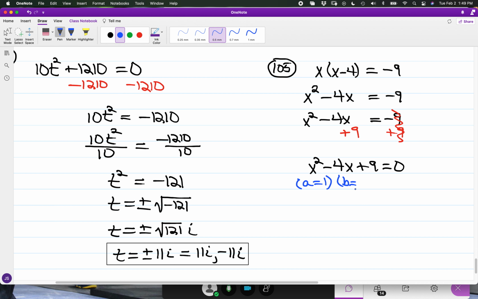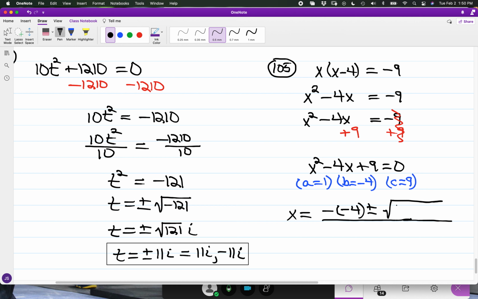So you have a is 1, and since we have the subtraction of 4x, b is negative 4, and with the plus 9, c is equal to 9. Looking at solving for x with the quadratic formula, you've got your negative b, the opposite sign of negative 4, then plus or minus the square root.